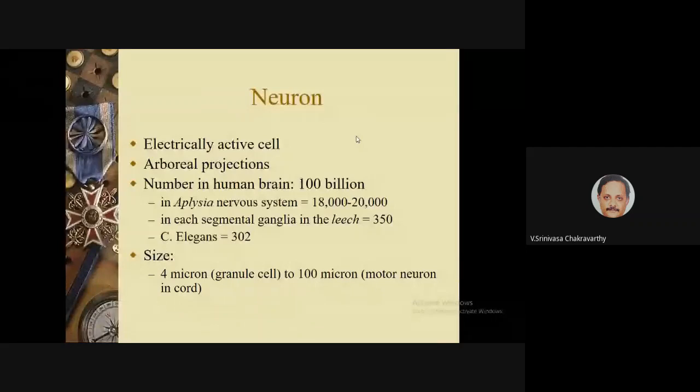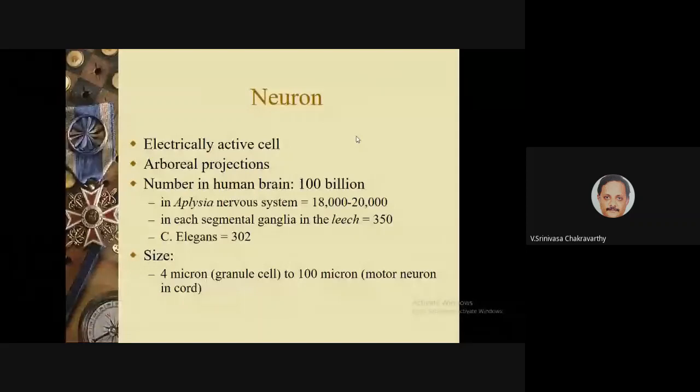C. elegans, a nematode, has 302 neurons, which makes it a very nice neuroscience model organism, because it's a small nervous system with a small number of connections. So it's very nice to map the entire nervous system and do some studies.